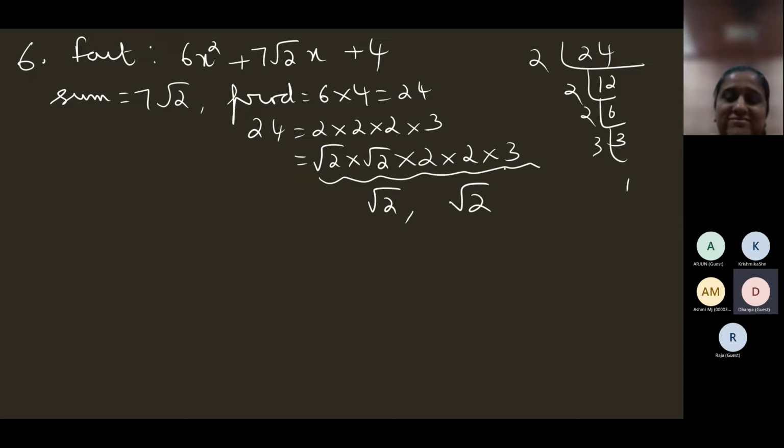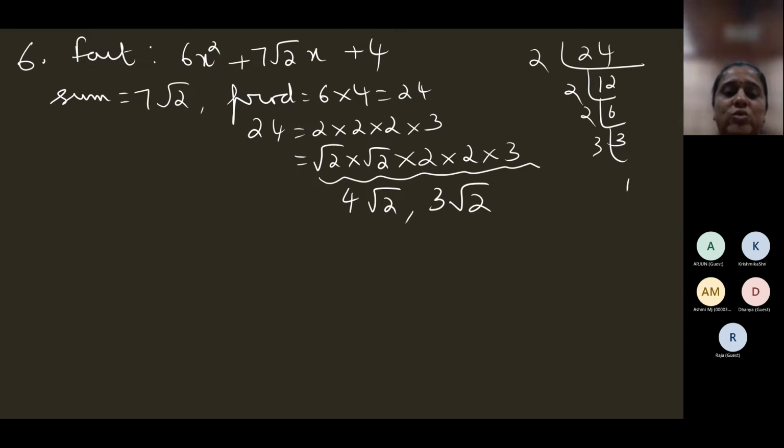4 root 2 plus 3 root 2, ma'am. 4 root 2 and 3 root 2. Because see here, the product will be 24, because these are the factors of 24. Children, disable your mic. These are the factors of 24. So the product will be 24. You should only check the sum.